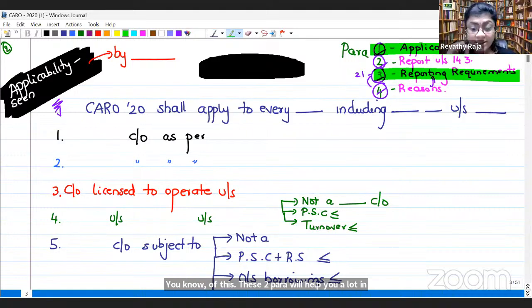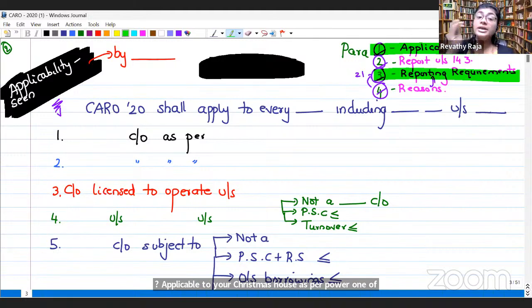Assume a question is asked on applicability. How will you start? Applicability, a question is asked: as per para 1 of the order.